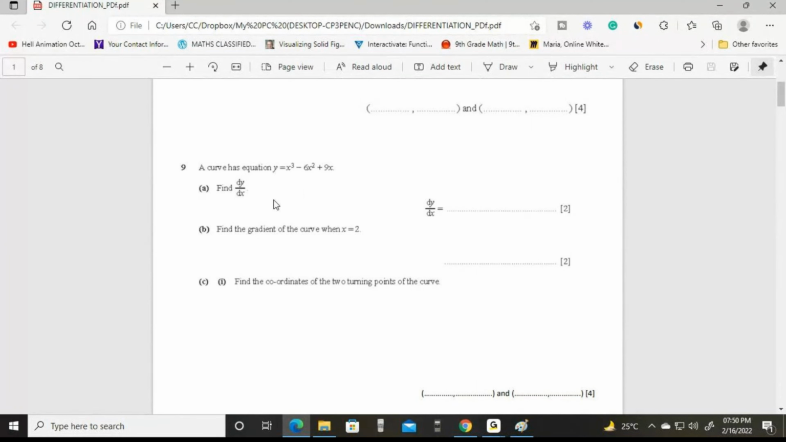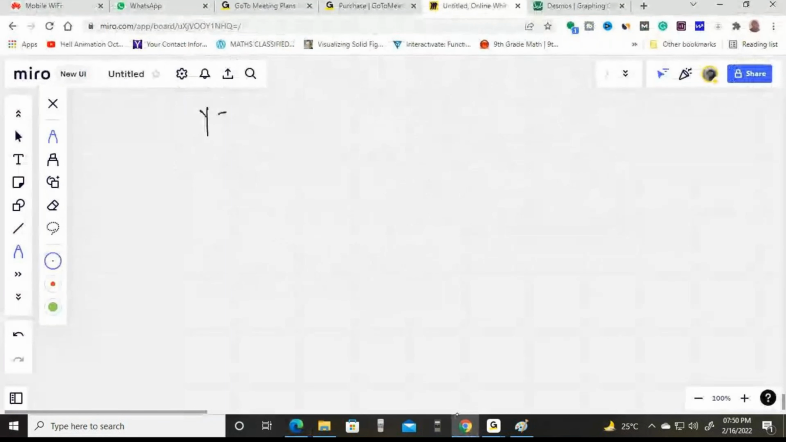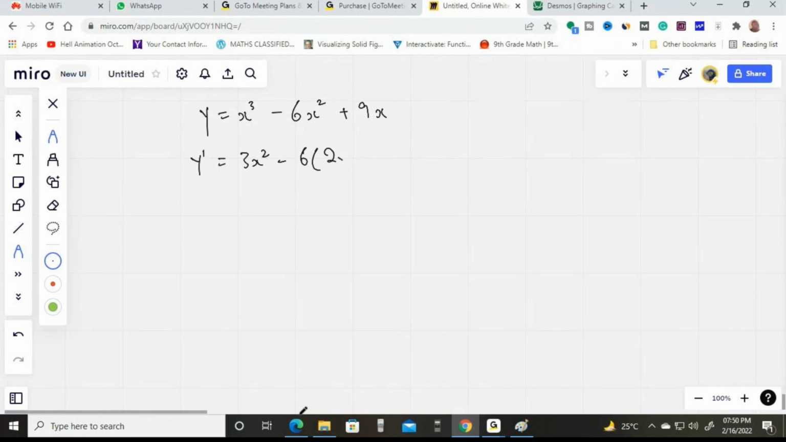The first derivative. Okay. 3x squared minus 12x plus 9. That's the derivative. So dy by dx is 3x squared minus 12x plus 9. That's right.